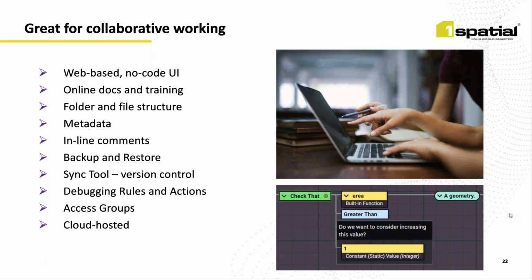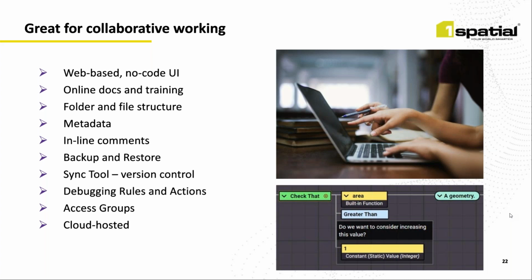We can back up all of those entities and then restore them later on. And we have a synchronization tool, which means that just like code, our entities, our rules, and our actions can be version controlled and synchronized between 1Integrate and something like GitHub or Bitbucket or whatever version control.